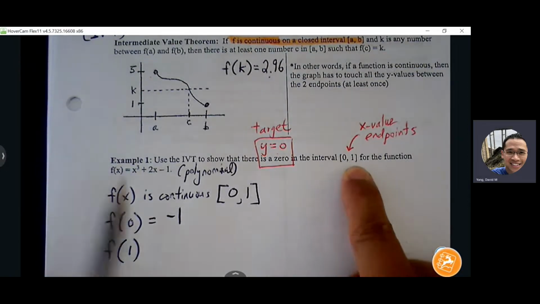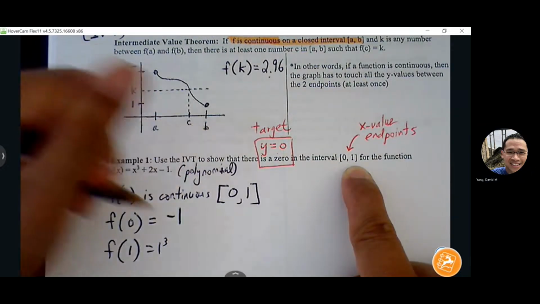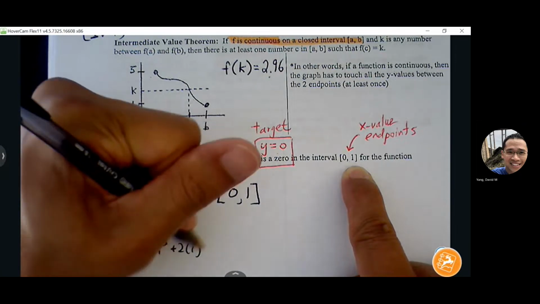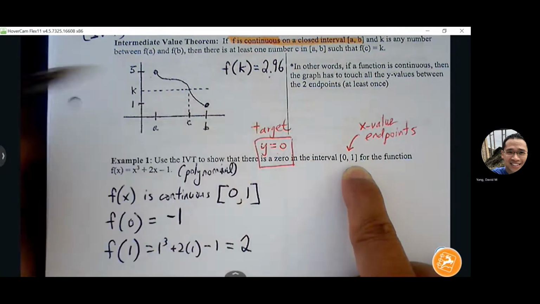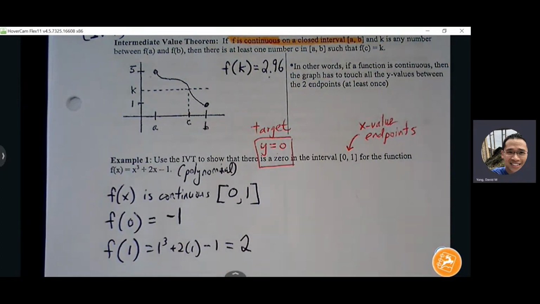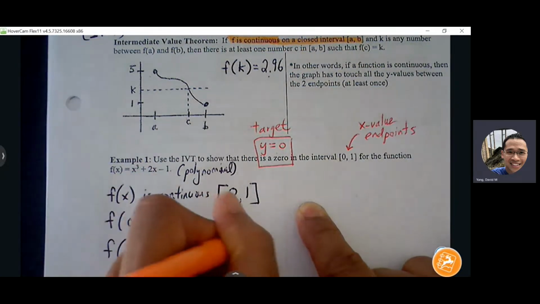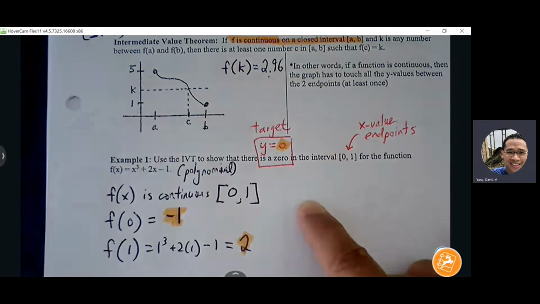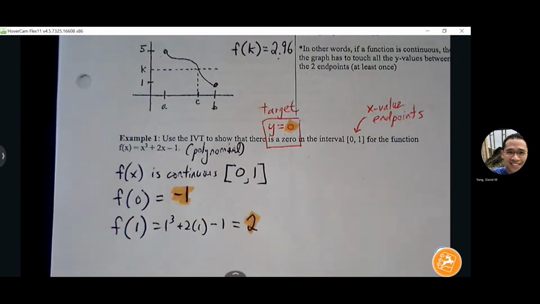All right, so same thing. Let's insert 1 into the function. What do we get? 2. So can we guarantee a y value of 0? Yes. Okay, so this is what we're looking for. We're always comparing. These are the numbers we're looking at. We want this number to be between the y values that we gathered.